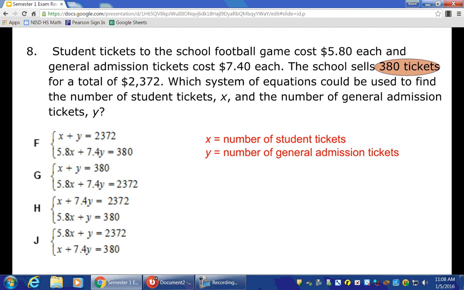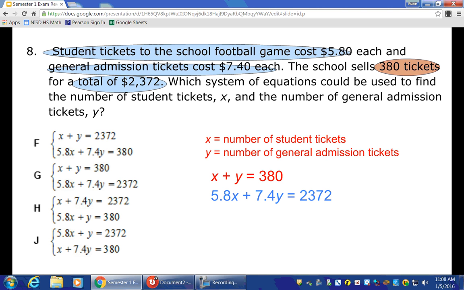Next, I notice that the school sells a total of 380 tickets. So if X is the number of student tickets and Y is the number of general admission tickets, I can say X plus Y equals 380. Also, student tickets to the football game cost $5.80. General admission tickets cost $7.40. Altogether totaling $2,372. So I can use this information to write another equation for my system.